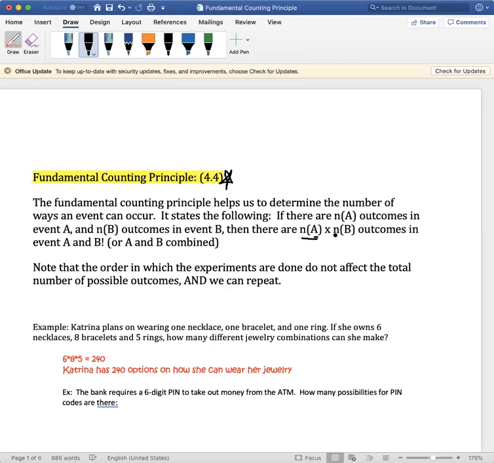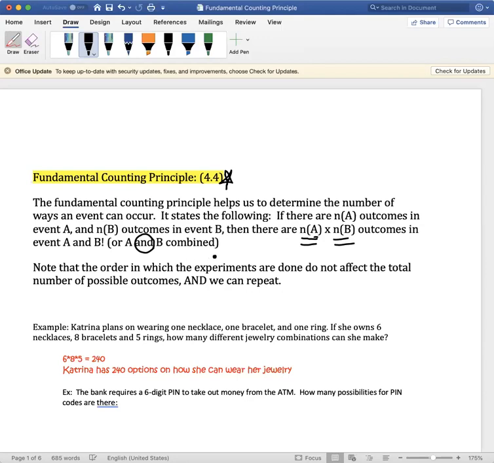And we talked a little bit about this in the unit before, when you hear the word and, that really means that what you're doing is multiplying outcomes together. So note that the order in which the experiments are done does not affect the total number of possible outcomes, and that we can repeat. And we're going to talk about what that repetition means in a few minutes.